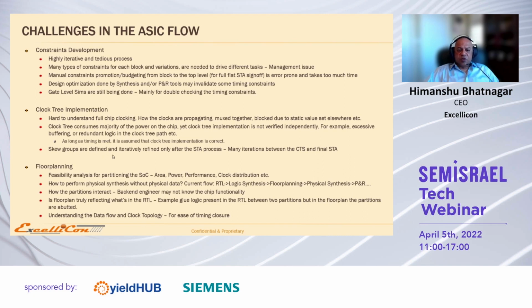Lastly, the skew groups. Skew groups, as we know, help in the timing closure effort, right? Now, what are the real skew groups? Today, you have to basically analyze the RTL or netlist, and you need to understand how to carve it out so that you can actually get some benefit out of the skew groups. So all these things actually impact your clock tree implementation.